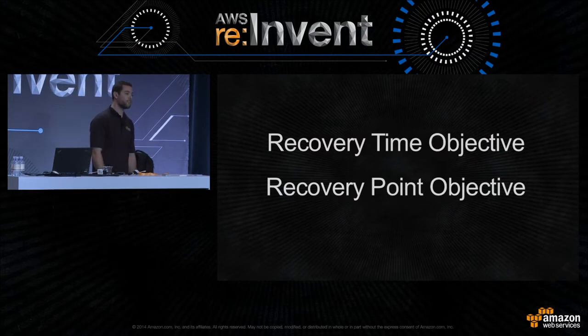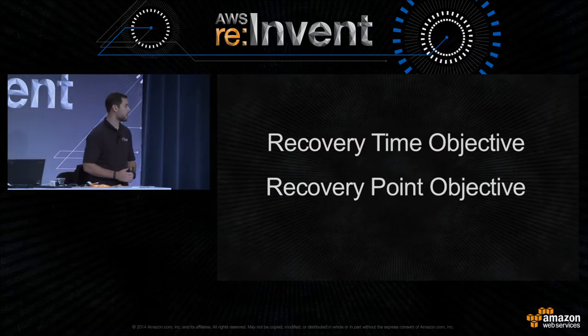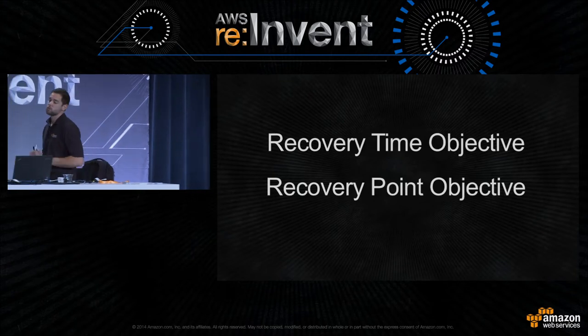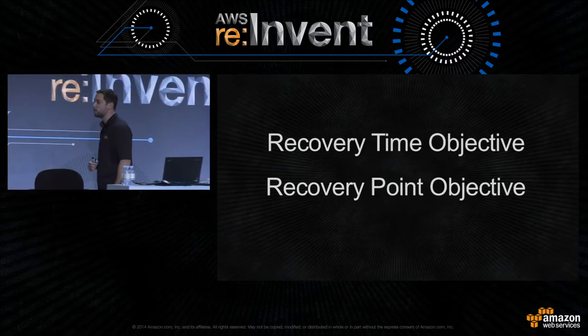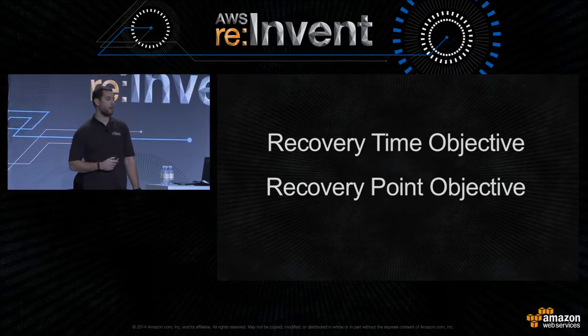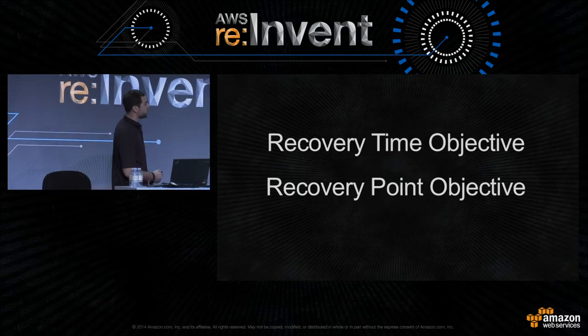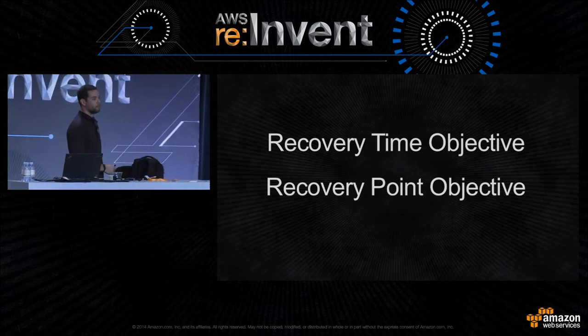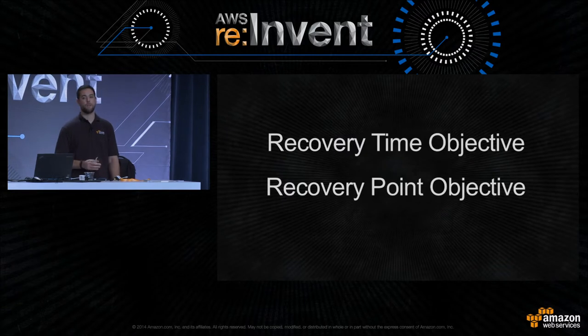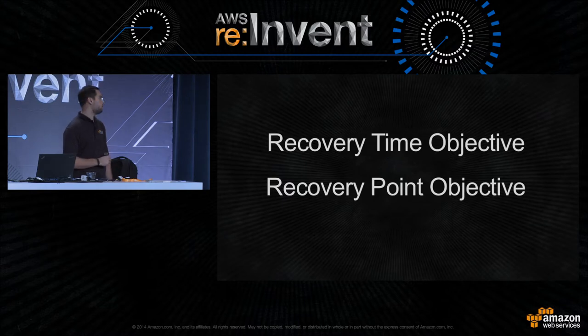Okay, so let's talk about some key terms when it comes to disaster recovery. And this has nothing to do with AWS. Well, it does have everything to do with AWS, but these terms have been around long before AWS. So recovery time objective is the time the system can be down before you suffer a significant impact. So the time or the tolerance that you can not have access to that system. And we call that RTO.